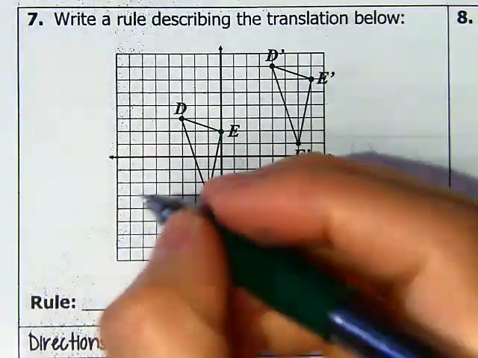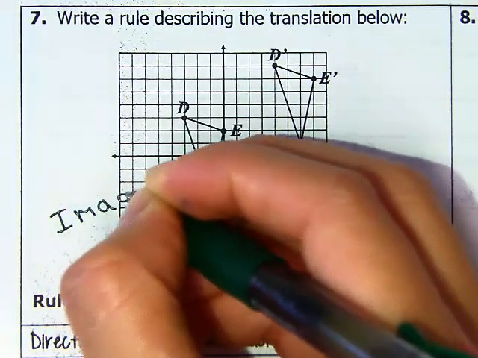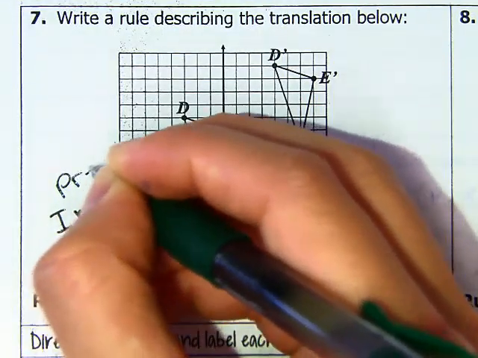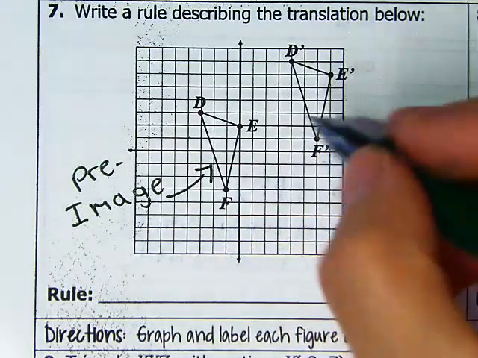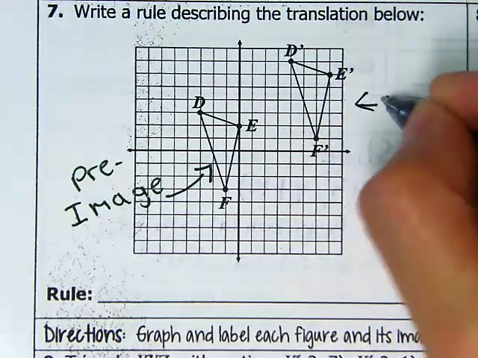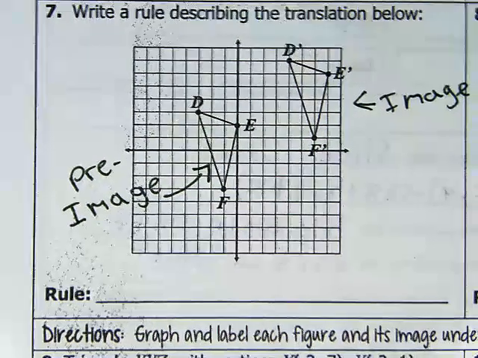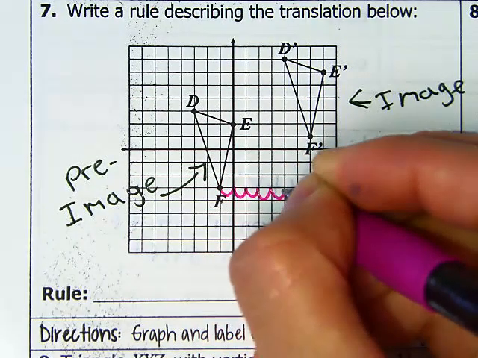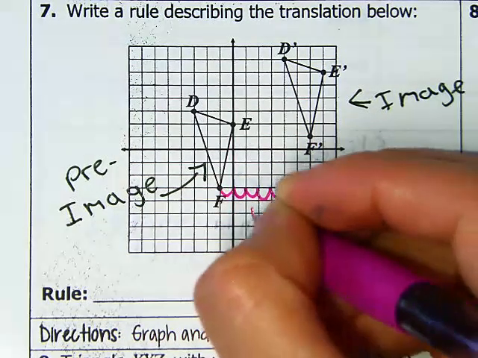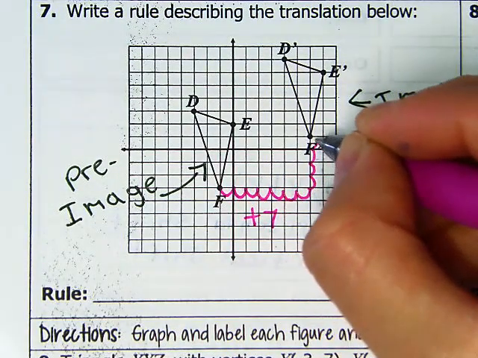First, identifying the pre-image, and remember that it does not have those little tick marks that reference it as the image. So the pre-image is just normal coordinates, and we're moving it to the image. So we can just take one of those sets of dots and see how much we have to go to the right. So we go 1, 2, 3, 4, 5, 6, 7, and then 1, 2, 3, 4.